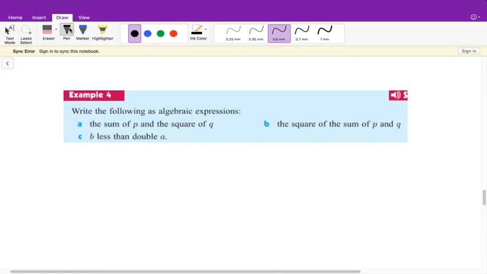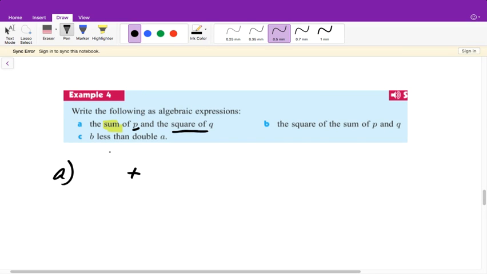Before, we were given an expression and had to write it in words. Now we're given it in words, and we have to translate it into an expression. So we're going to look for key terms, and see what operation is being performed here. When it says the sum, I know that I'm going to be adding a couple things together. So it says the sum of P and the square of Q. I know these are the two things I'm going to be adding together.